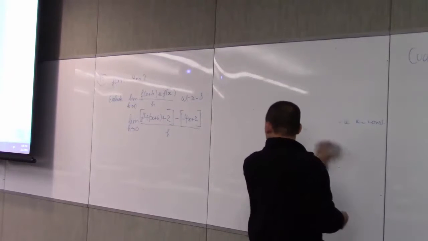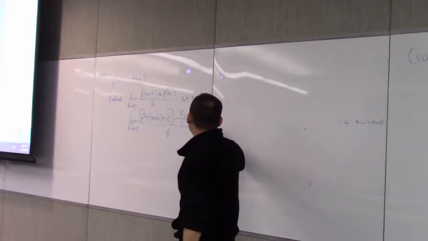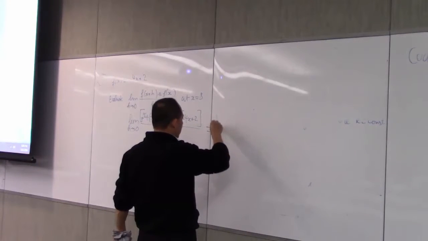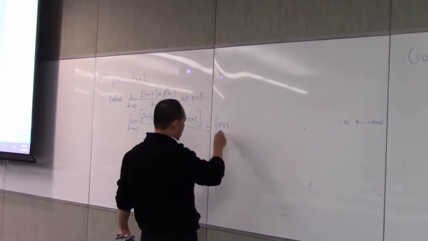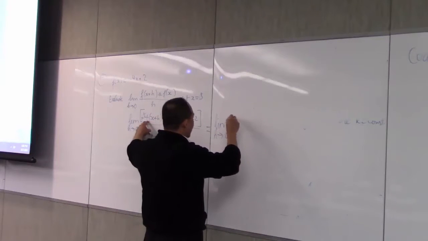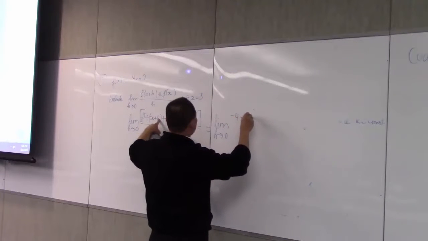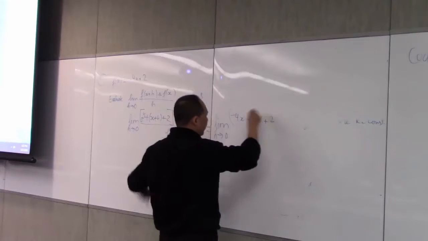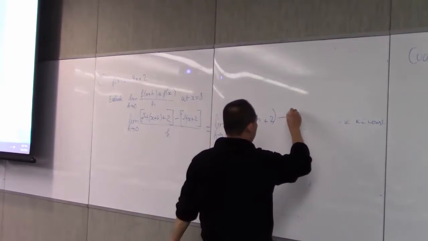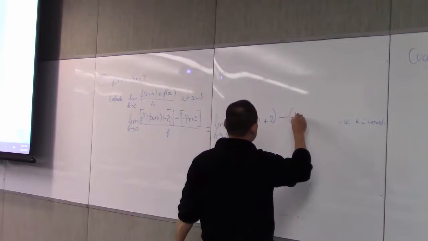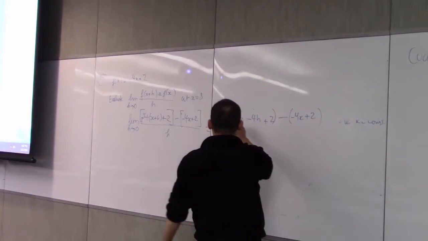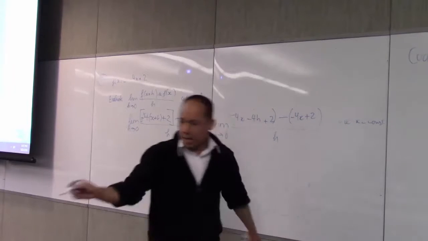But now, limit of this equals what? If you do that, you will see that this you develop, you have a limit. Be careful, the limit as h approaches 0 of negative 4x minus 4h plus 2. This is the first group. You minus, it means that you have negative 4x plus 2. Now all divided by h.